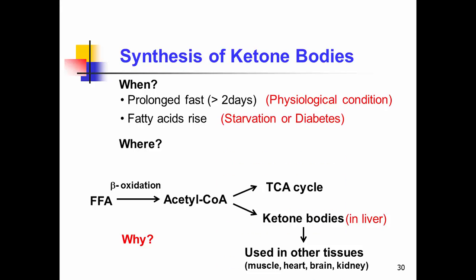But under other pathologic conditions, for example diabetes, diabetic patients also have very high levels of fatty acids. I think I mentioned this before: in diabetic patients the lipolysis rate is increased. One of the reasons is insulin, either insulin deficiency in type 1 diabetes or insulin resistance in type 2 diabetes, where insulin cannot efficiently suppress lipolysis. So the lipolysis rate is increased, causing increased fatty acid levels. Increased fatty acid levels can also promote ketone body synthesis, which is the pathologic condition we're going to talk about later, so-called ketoacidosis.